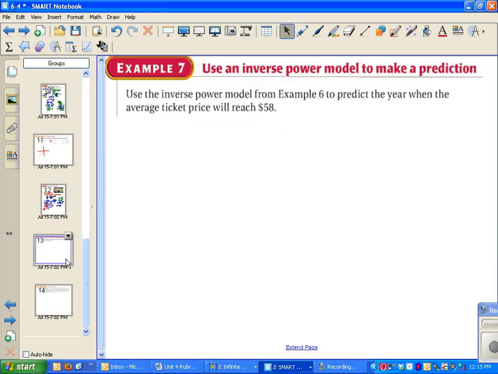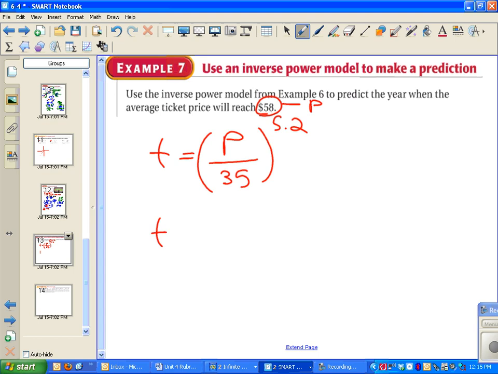And then for the next example, now that we have our inverse model, let me rewrite that. T is equal to the average ticket price, P, over 35 raised to the 5.2 power. Okay, so we want to know what year the average price will reach $58. So we're going to plug that in for P. So we have T is equal to 58 divided by 35 to the 5.2 power.